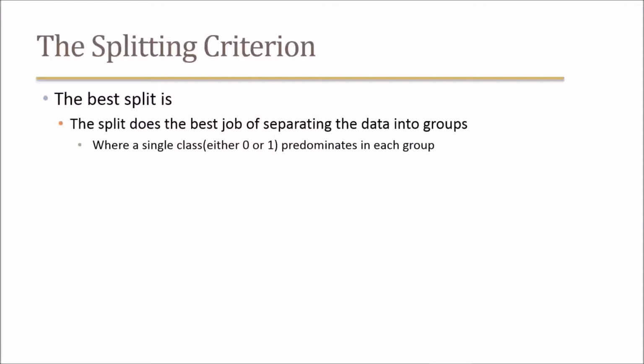The best split is the split that does the best job of separating the data points into groups, where each group has a very dominant single class. That means if we divide the whole population into groups, when we say the split is the best, the groups that result from splitting should have purity, with one class dominating really high in each group.